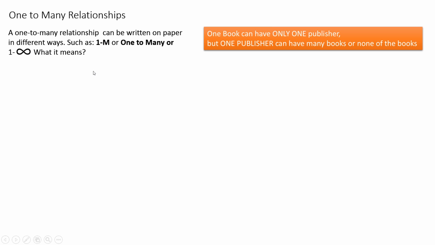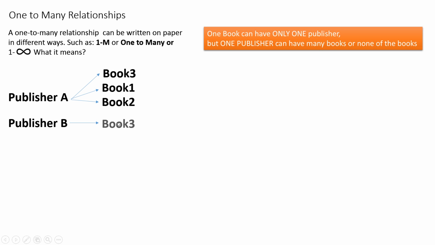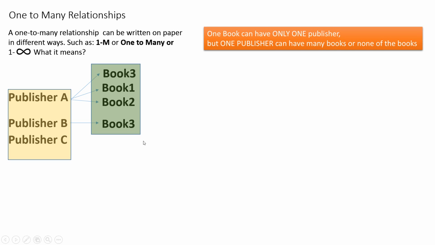What does it mean? Let's take, for example, books, right? Since we started talking about authors, let's continue with it. One book can have only one publisher, but one publisher can have many books, or none of the books, right? For example, publisher A can publish book 2. In the same way, the same publisher publishes books 1 and 3. Publisher B publishes book 3, and publisher C did not publish any books, right? So one publisher can publish many books, right?